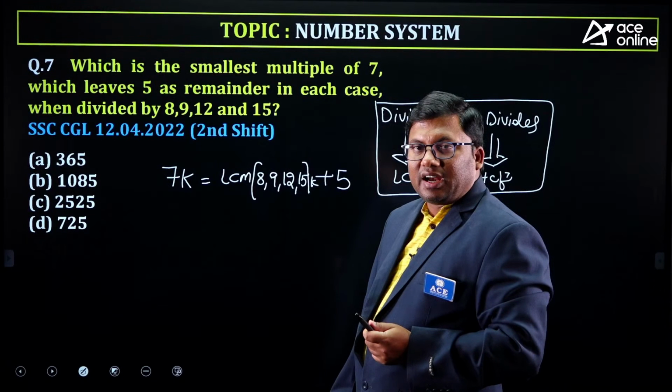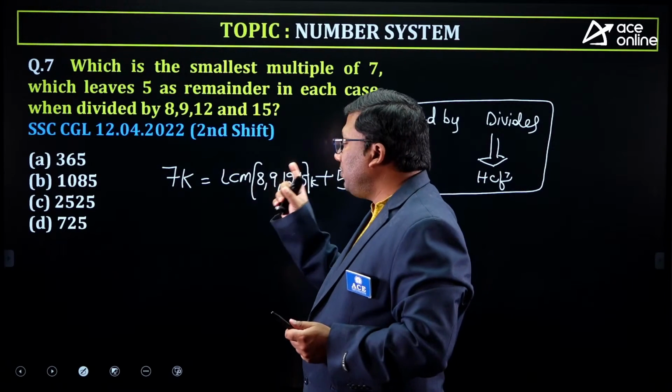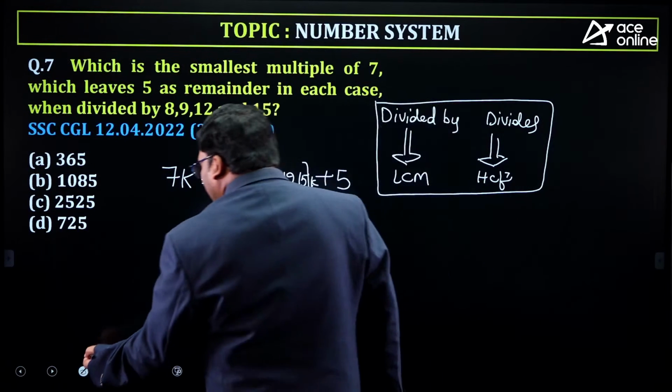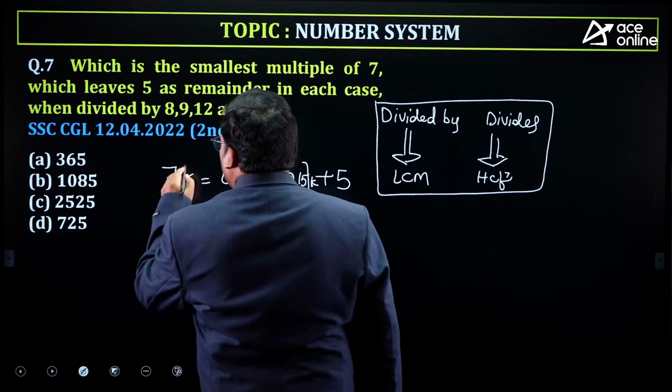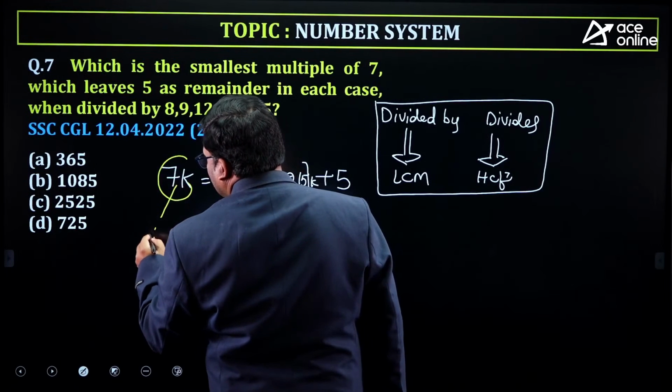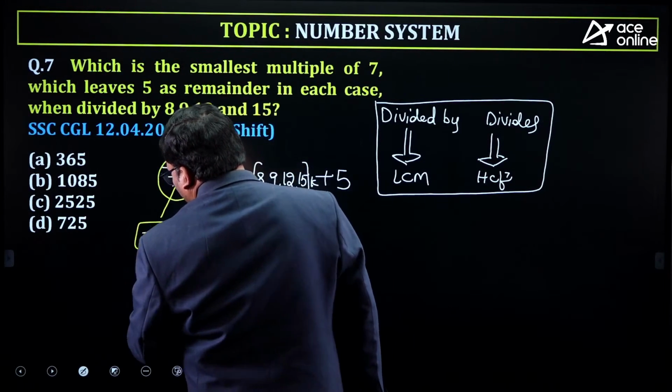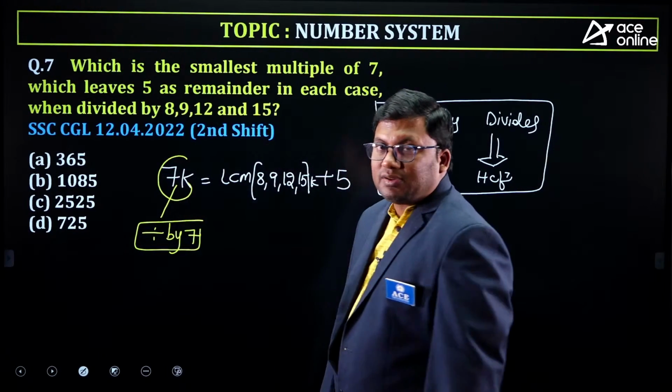Right? The number is a multiple of 7. The same number when divided by 8, 9, 12, 15, the remainder will be plus 5. Listen carefully, sir. Answer, it is divisible by 7.